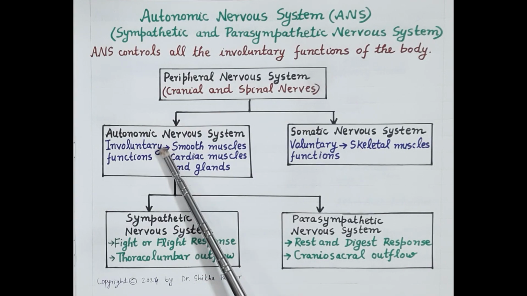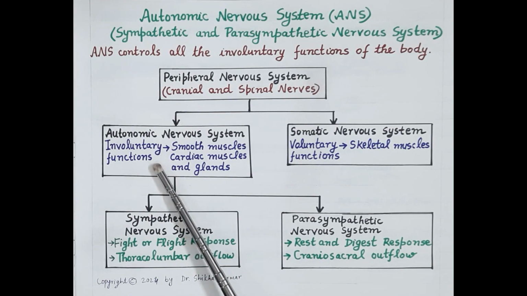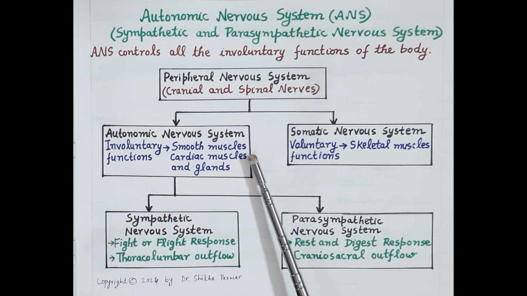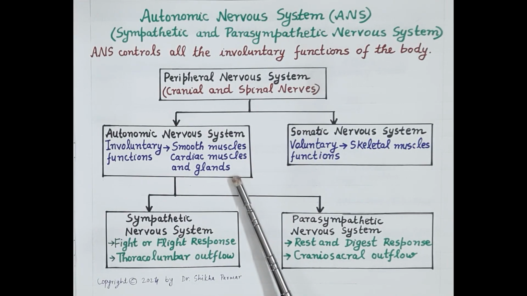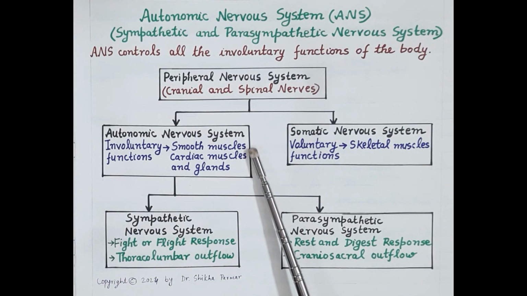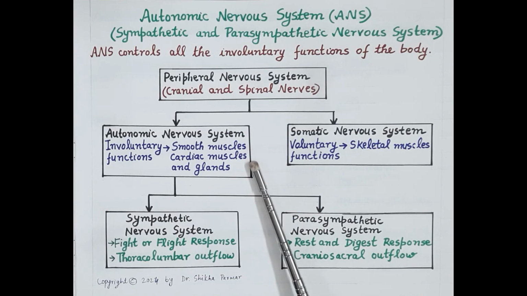So, autonomic nervous system controls all the functions that are mediated by smooth muscles, cardiac muscles and glands. Now here it is essential to understand that smooth muscles are found in all the visceral organs, that is internal organs of the body. Like smooth muscles are found in the wall of stomach, lungs, liver, uterus, urinary bladder, etc. While cardiac muscles are found in the wall of heart and are required for the pumping action of the heart.